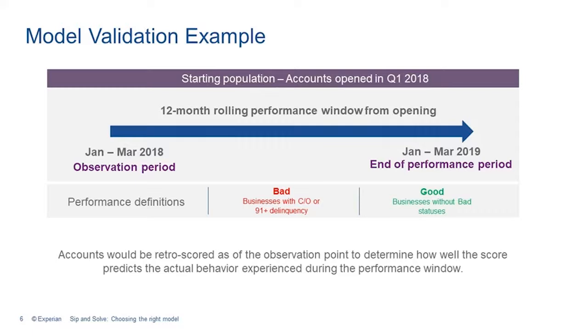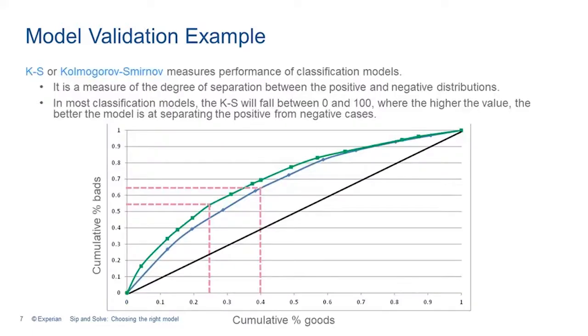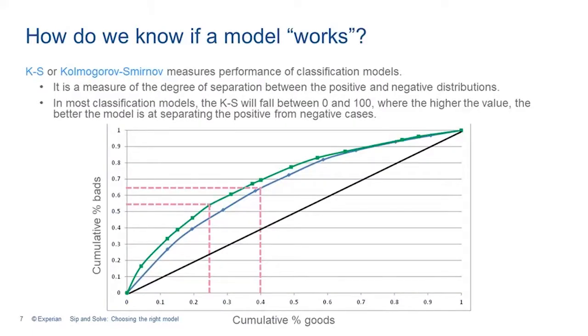Now, how do we do that? How do we know that the score is working? One of the key metrics that measures the predictability of a model is the KS score. Some of you may have heard of it before. That's short for Kolmogorov-Smirnov measure. And what this measure does is it indicates the degree of separation between the positive and negative outcomes.